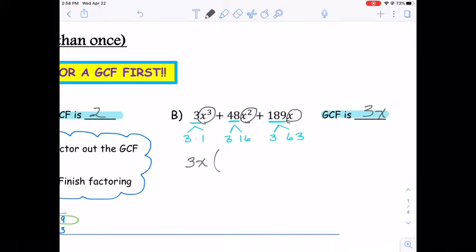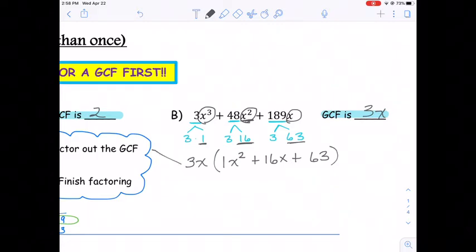So what's left from the first term? If I took out the 3, I have that 1 left. And I took one of those 3 x's, so that means I have 2 x's left. Then I have the plus. On the second term, I have the 16 left. I took one of those x's out of the x squared, so that means I have 1 left. Again, I have a plus. I took the 3 out, so I have the 63 left. And I took the x out, so I don't have an x left.